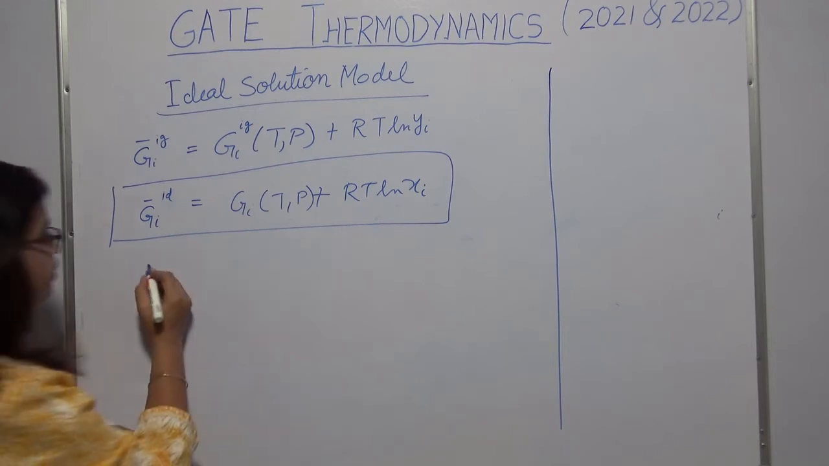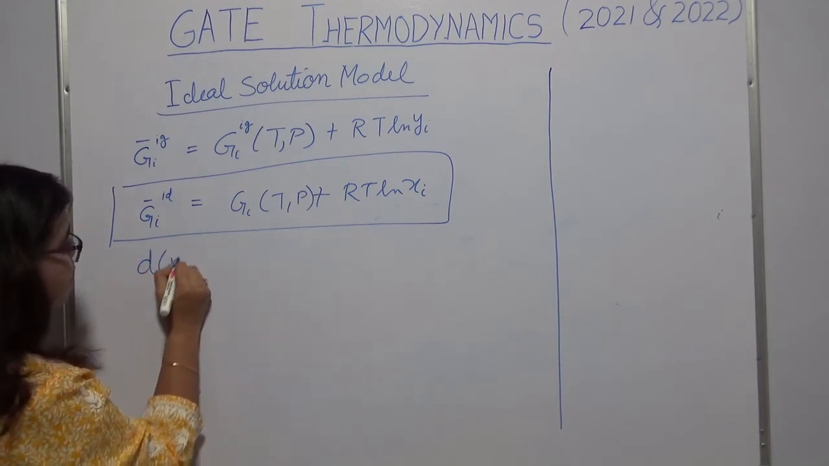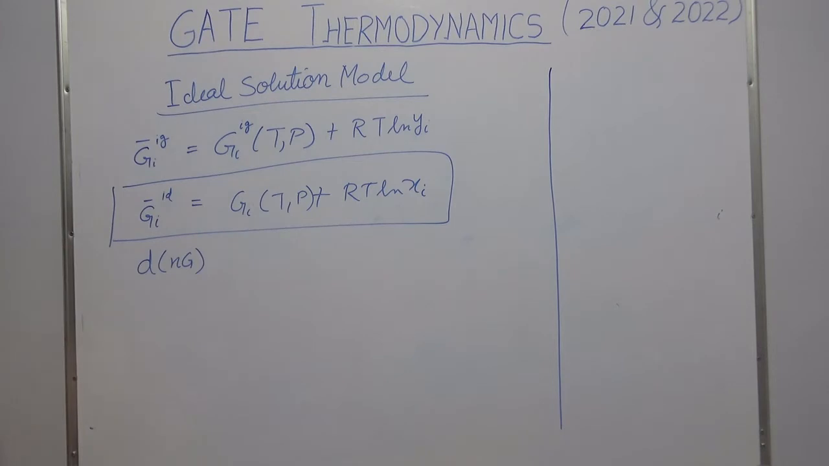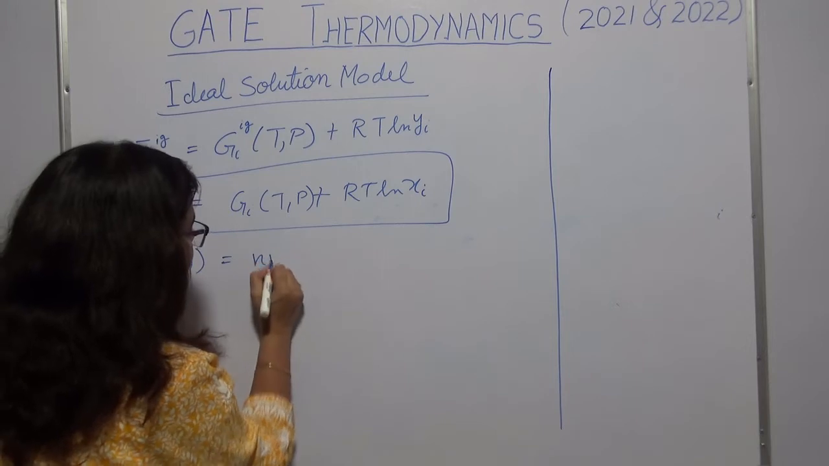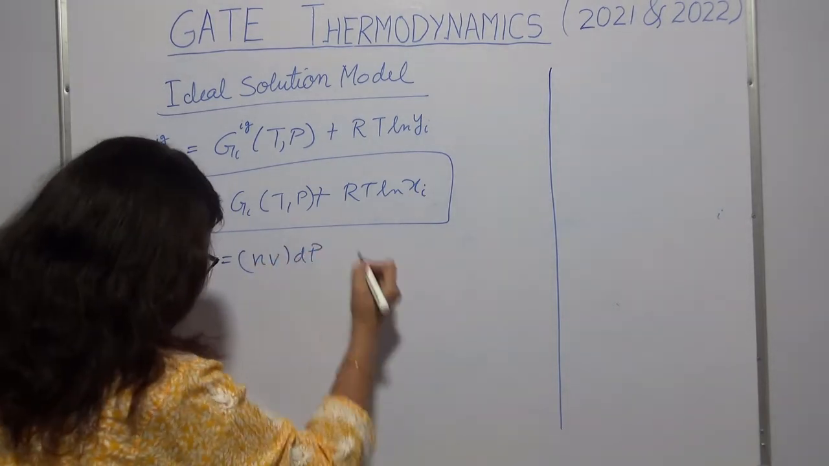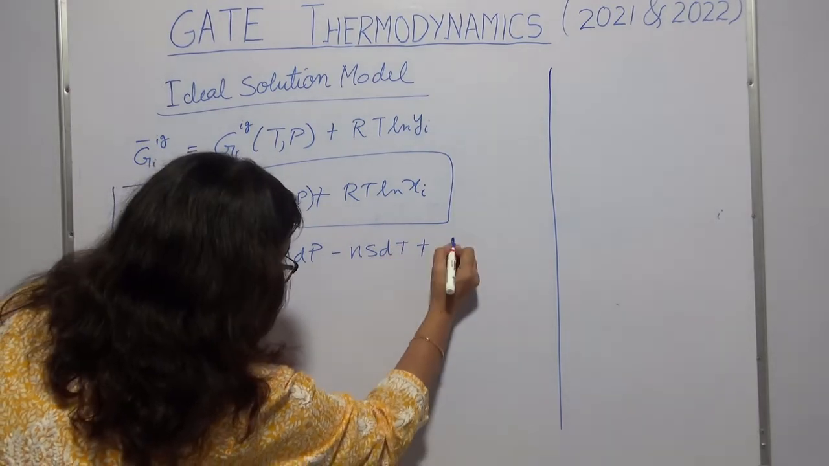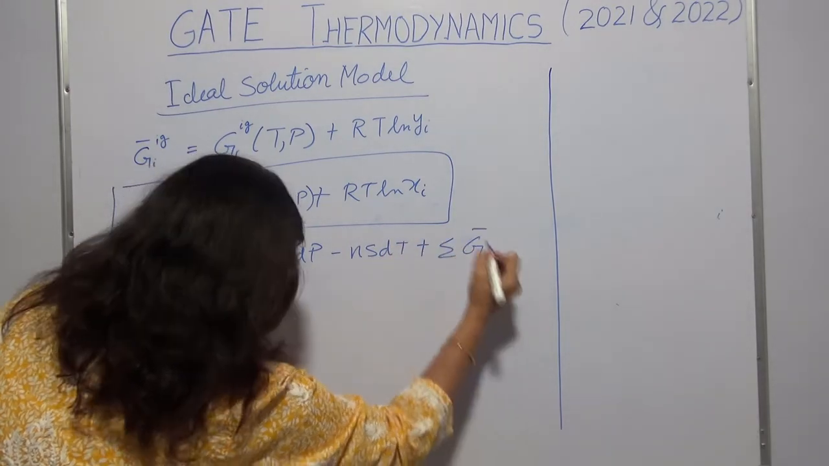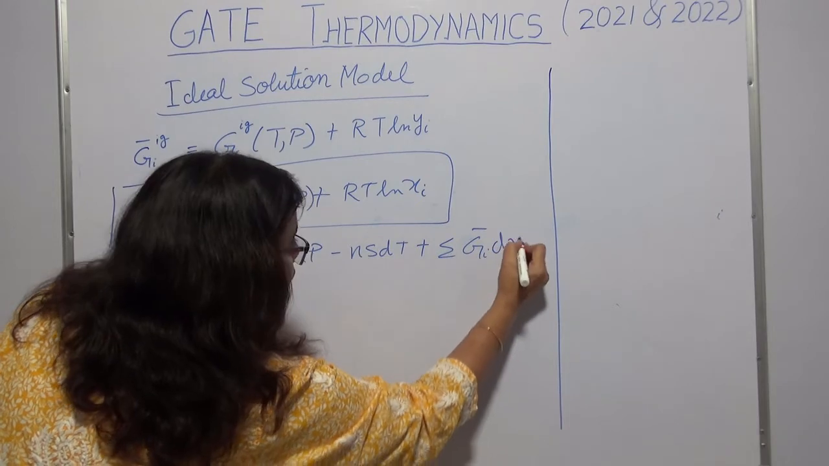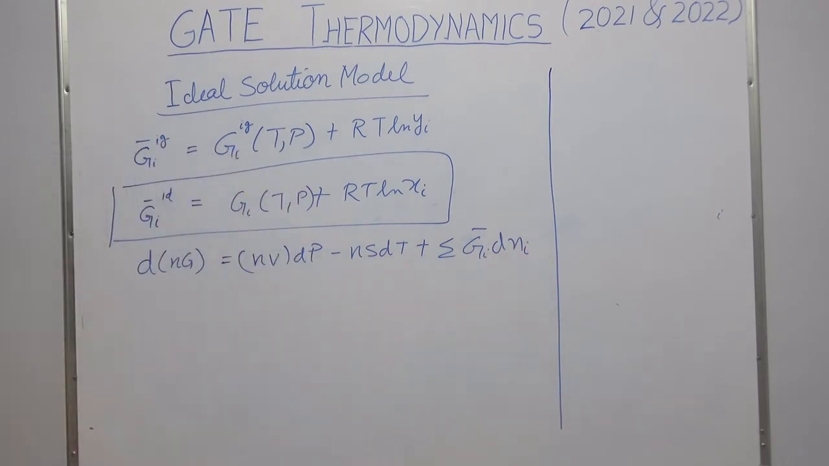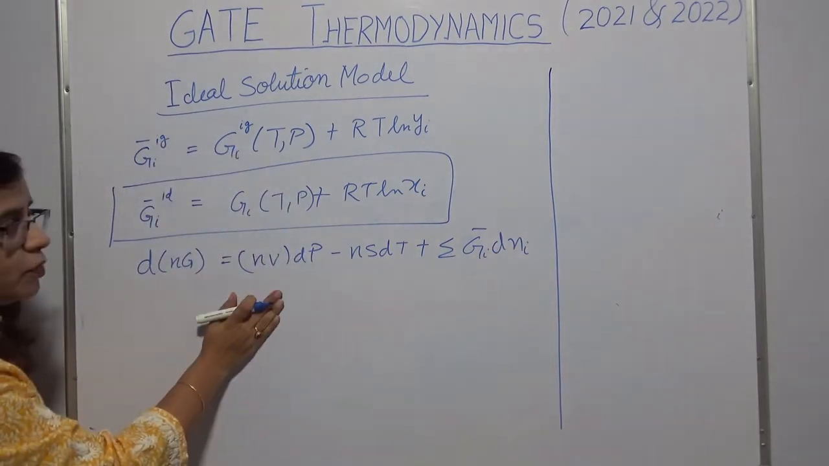So for that, first I will write down the basic fundamental equation for Gibbs free energy. Since this is a molar quantity, capital G I am using to denote molar quantity, so I am multiplying it with the number of moles. So d(nG) is equal to nV dP minus nS dT plus summation Gi bar dNi. Now this is my fundamental equation.